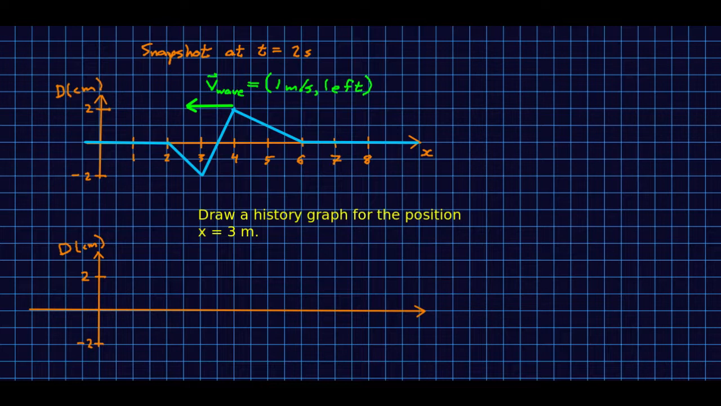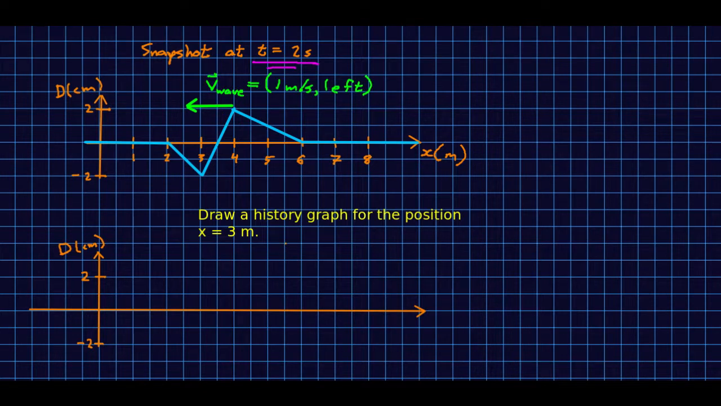So here's a snapshot graph of some wave, and this is the snapshot at t equals 2 seconds. And note that this wave is going left. And we're going to draw a history graph for the position x equals 3 meters. And just note that the scales on the axes of this snapshot are different. This is quite common because often you have waves traveling down, say, strings, where the amplitude of the wave may only be a few centimeters, but the string is many meters long and the length of the wave is many meters long. And so you often get this difference of scales.